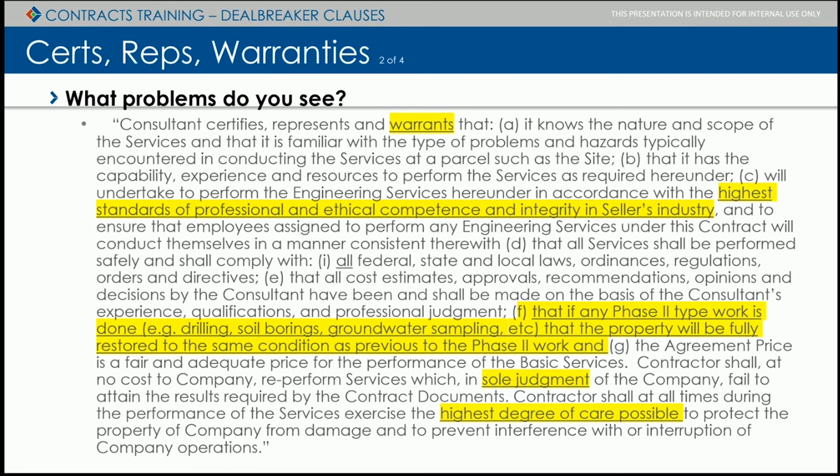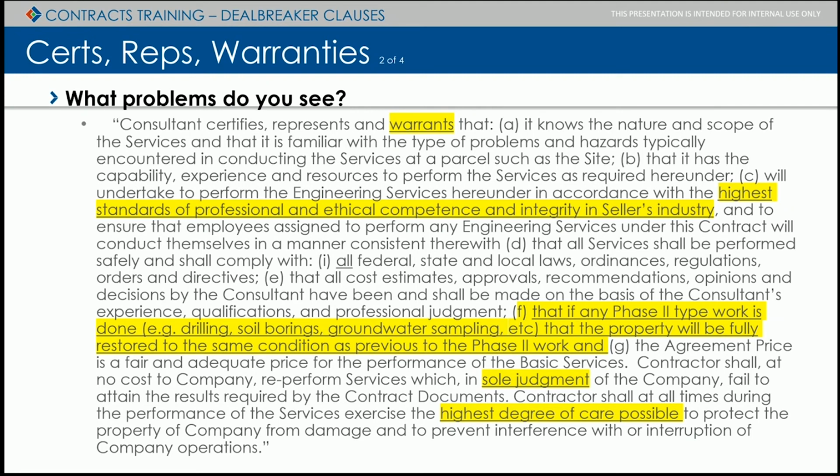Again, the yellow language basically also outlines a strict liability standard. It indicates if we screw anything up, we're going to restore it to the same condition as previous. All of this language keeps pointing to additional obligations that fall outside the standard of care. It doesn't mean we're going to do a bad job. It doesn't mean we're trying to avoid liability. It means that we are doing our work pursuant to how we're licensed, certified, and insured.